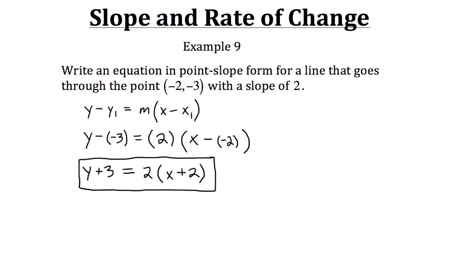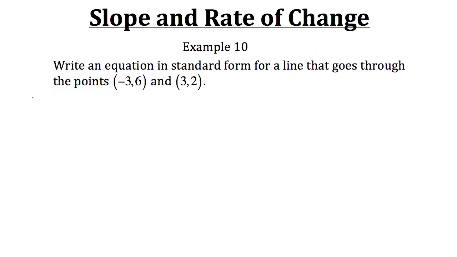Now let's take a look at one more example. For this one, we need to write an equation in standard form for a line that goes through the points -3, 6 and 3, 2. Now standard form is the form where we have ax plus by equals c. Now there's not necessarily an easy way to write an equation in this form. Probably the best way to do it is to first write it in a different form.